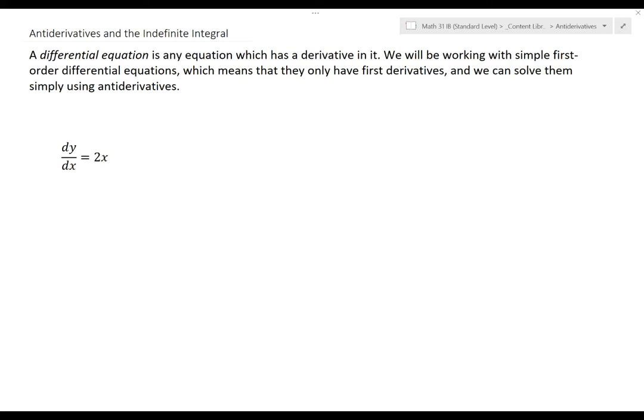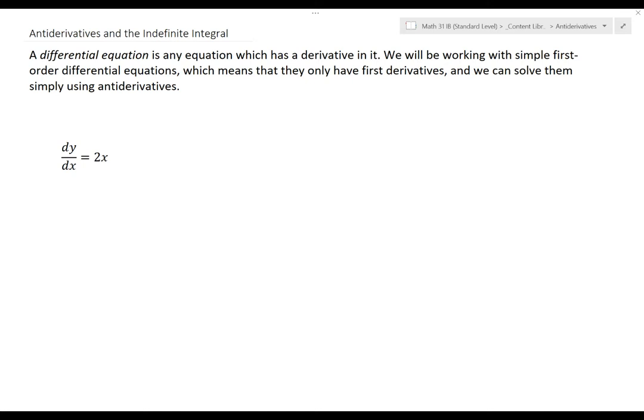Hello everyone. In this video, we're going to start looking at the second big piece of calculus, which is integration or antiderivation. So essentially going the opposite from what we're doing when we take derivatives. For that, we start with the idea of a differential equation. Those are equations that have derivatives in them.